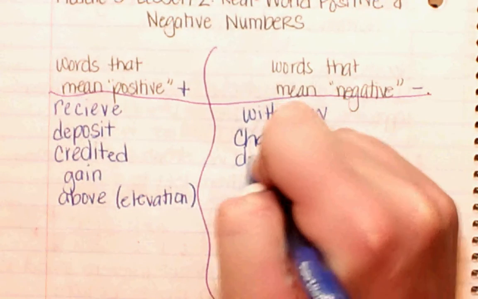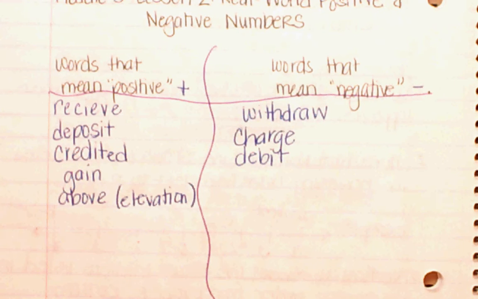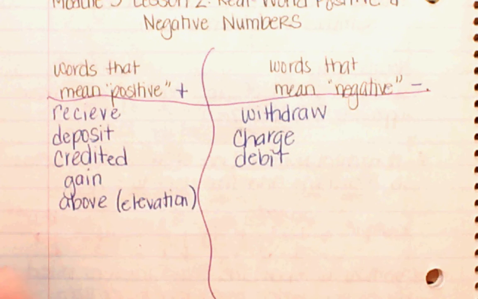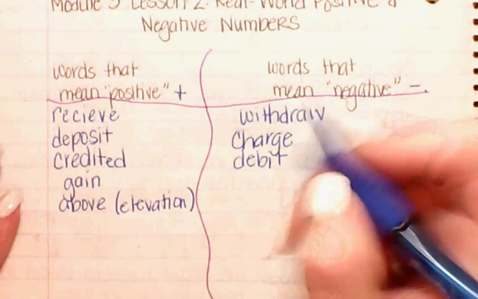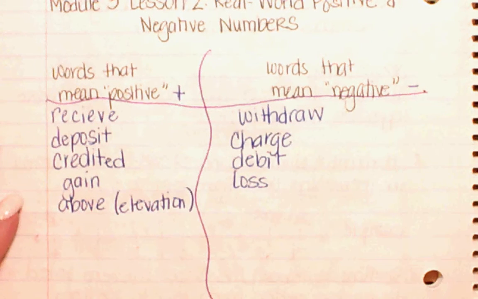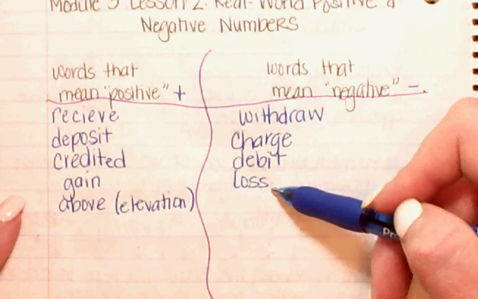Debit. Debit is used a lot when you're talking about banking. Anybody who has an ATM card can use credit or debit. When you use debit, that is taking money directly out of your account to pay whatever you're buying. So when it's taking away, that also is a negative number. Loss. To lose something is a negative thing. So right there, that's a negative connotative word.